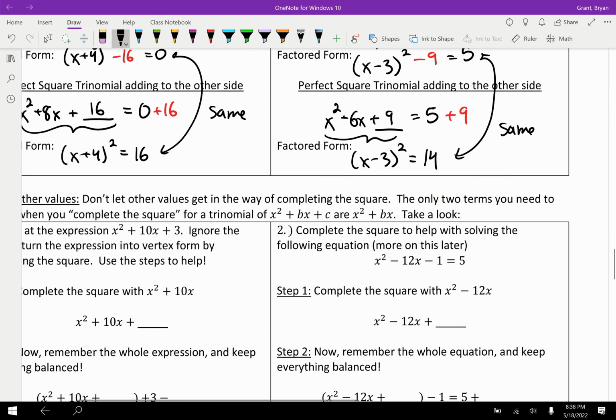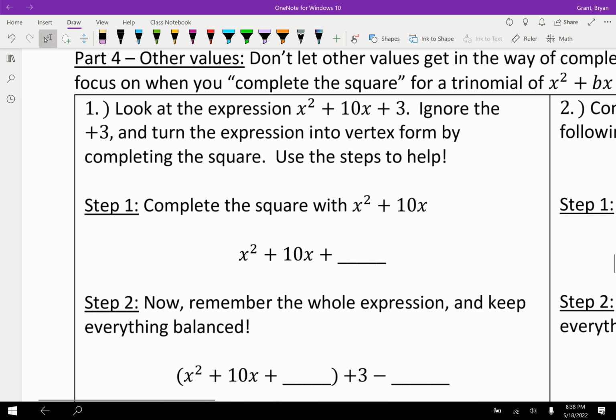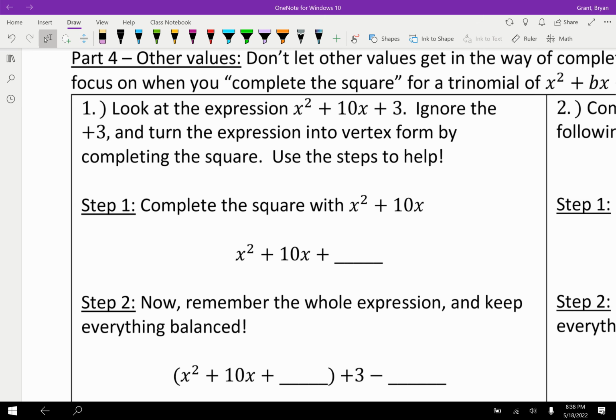All right. The very last part of today is we want to make sure that we don't let other values get in the way of completing the square. The only two terms you need to focus on when you complete the square for a trinomial are x squared and bx. The plus c and anything else there do not make a difference. So for example, if you had the expression x squared plus 10x plus 3 and you needed to complete the square to make this factor, this certainly does not factor, all you need to look at are the x squared and the 10x. The plus 3 is just something extra. It doesn't matter at all for us, right?